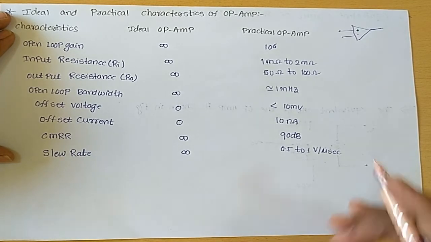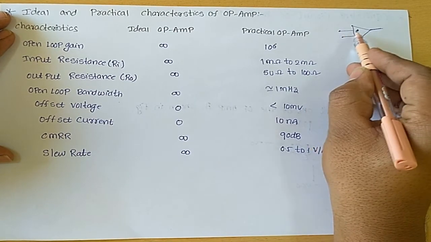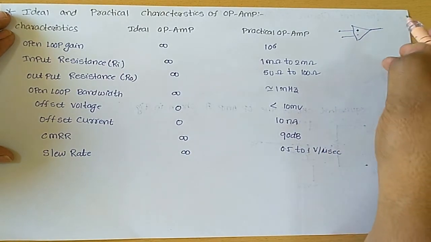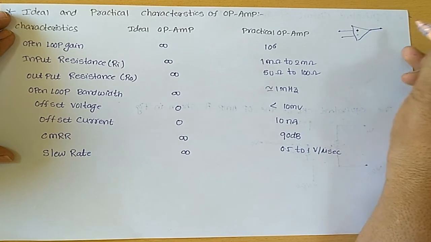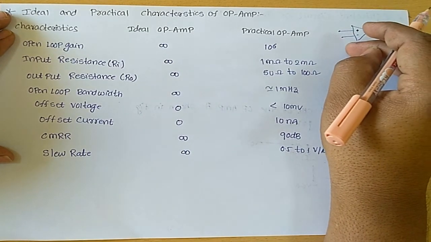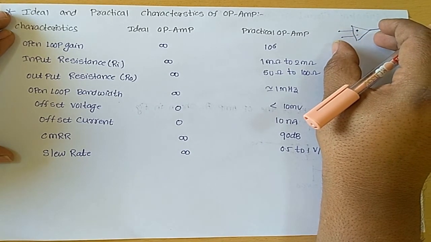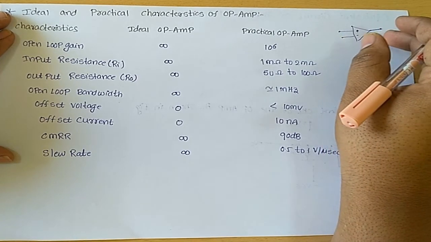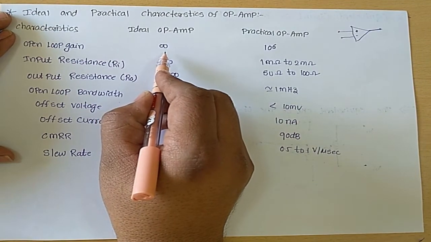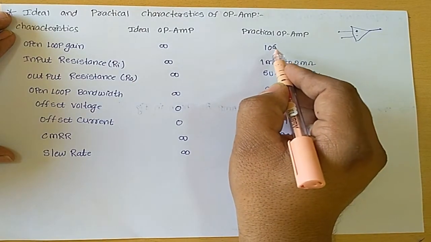Open loop means that in this operational amplifier, we are giving the input at the non-inverting terminal and the inverting terminal, and we are collecting the output at the output terminal. It means that in this circuit we are not connecting any feedback to the input terminal. So this is considered an open loop operational amplifier. The open loop gain is ideally infinity, and the practical value is 10 power 6.